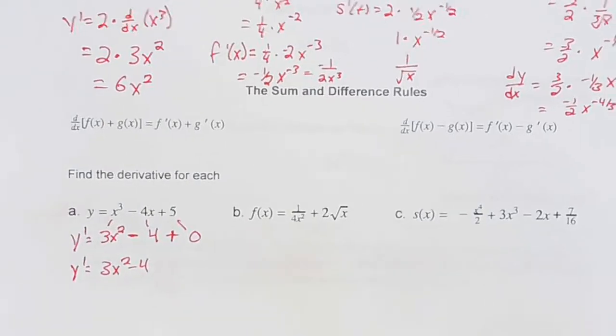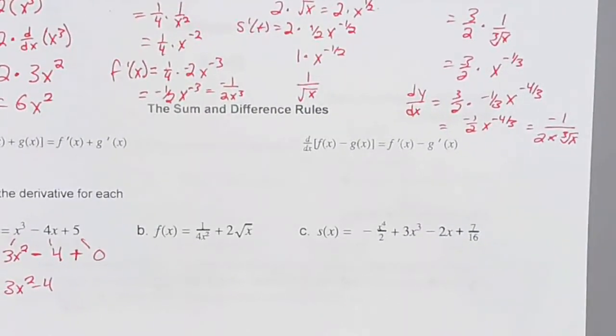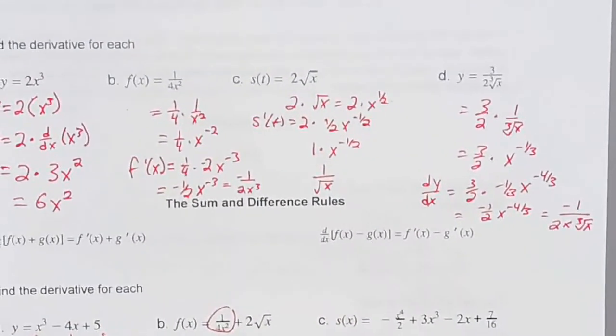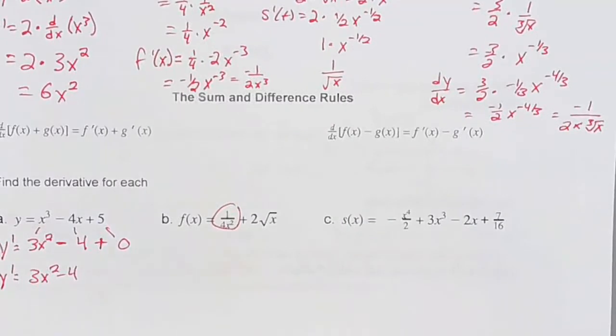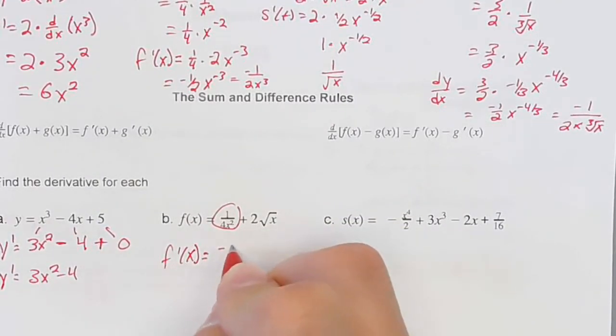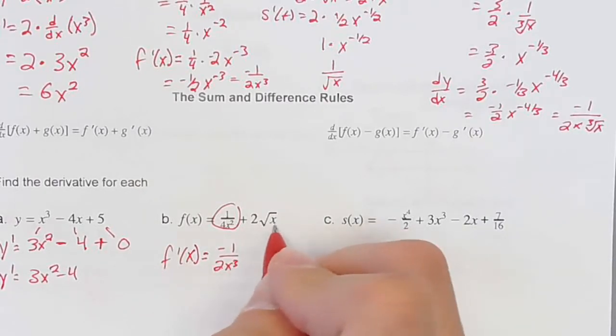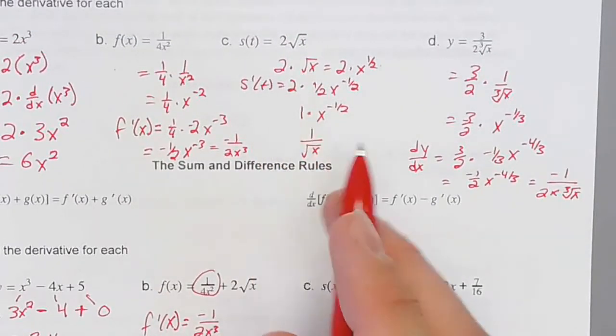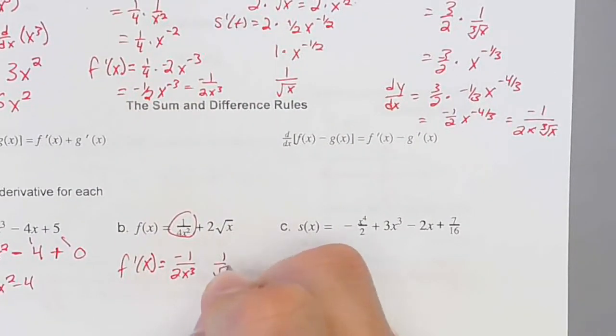Now, we already took this derivative up above, right here in B. So I know that this f prime of x is going to be negative 1 over 2x cubed. This one here, this 2 root x, I did in C, I get 1 over root x. And since we're adding these two functions together, we add their derivatives.